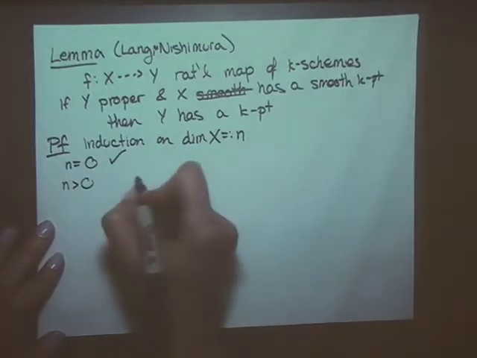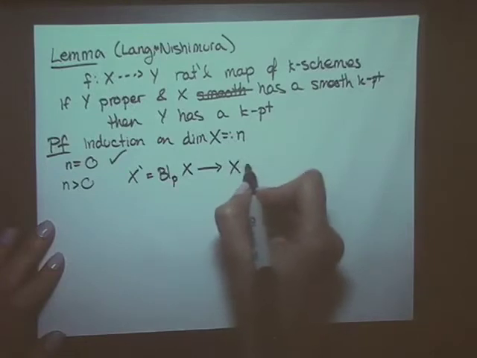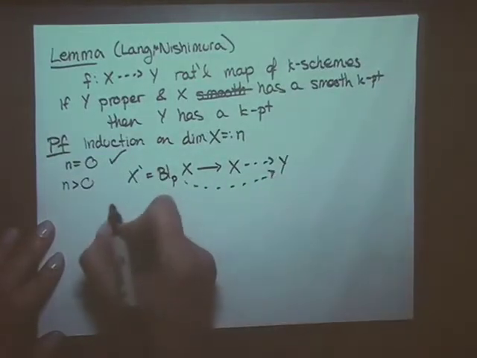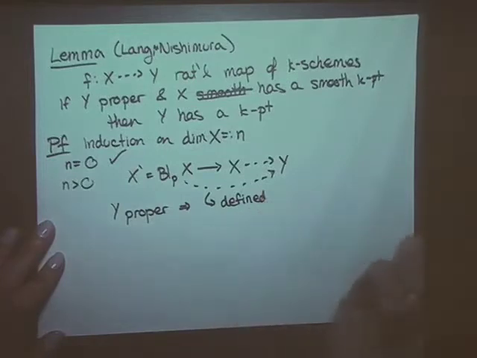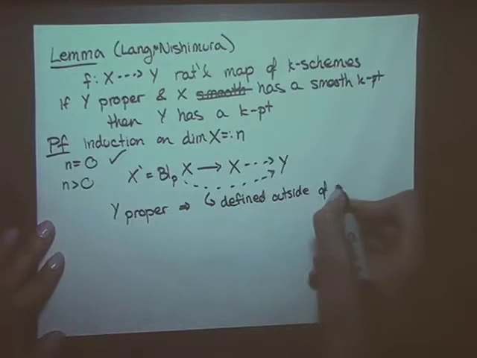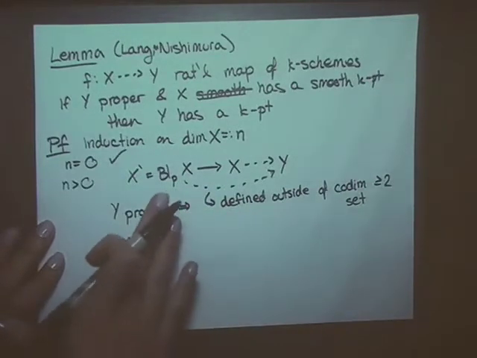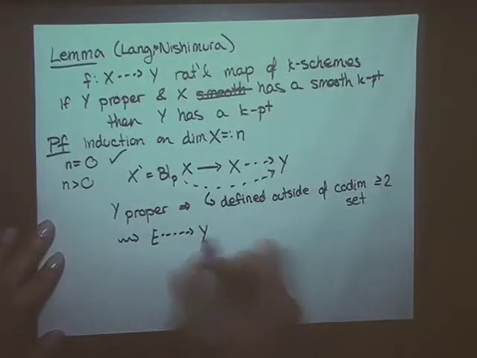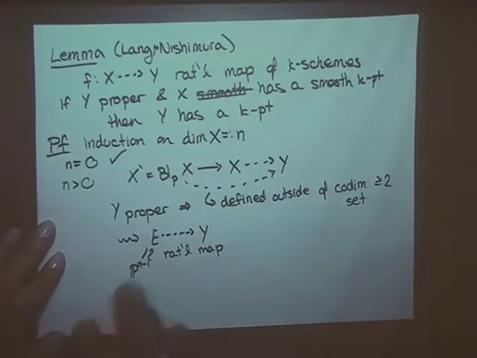Well, then I'm going to blow up at this point. So let X' be the blow up of X. I guess this is actually just the proof anyway. Okay, so we get this map to Y. And then because Y is proper, this composition is defined outside of a codimension at least 2 set. So that means that you can restrict this map to the exceptional divisor and get a rational map from the exceptional divisor. The exceptional divisor, since I blew up at a smooth K point, is just projective space of one lower dimension. That definitely has a smooth K point.